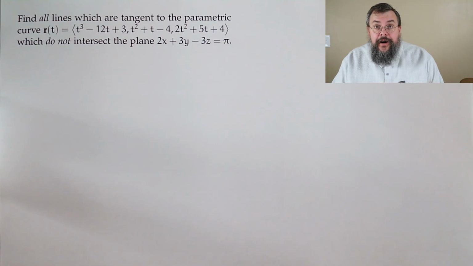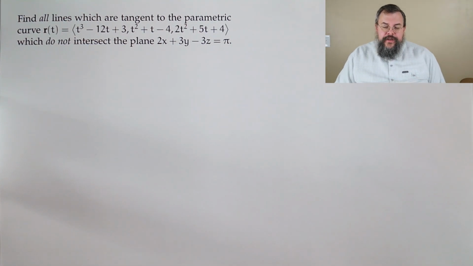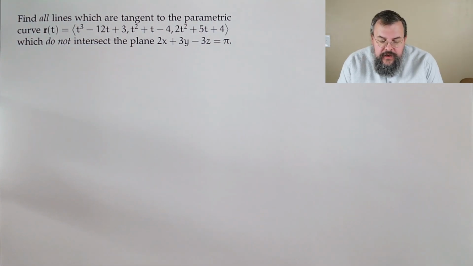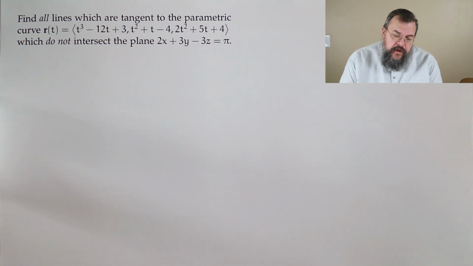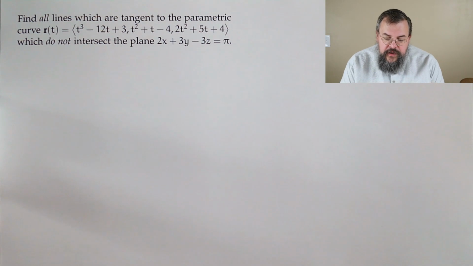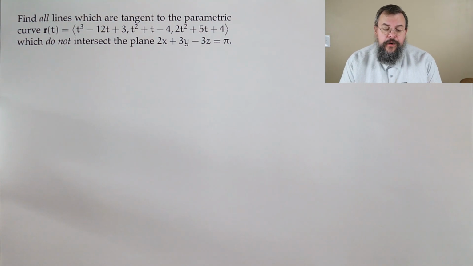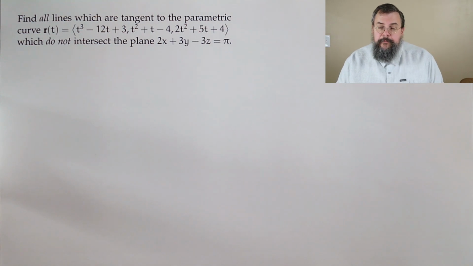Find all lines which are tangent to the parametric curve r of t, t cubed minus 12t plus 3, t squared plus t minus 4, 2t squared plus 5t plus 4, which do not intersect the plane 2x plus 3y minus 3z equals pi. Okay. Well, what does that mean? Well, let's think about the idea.